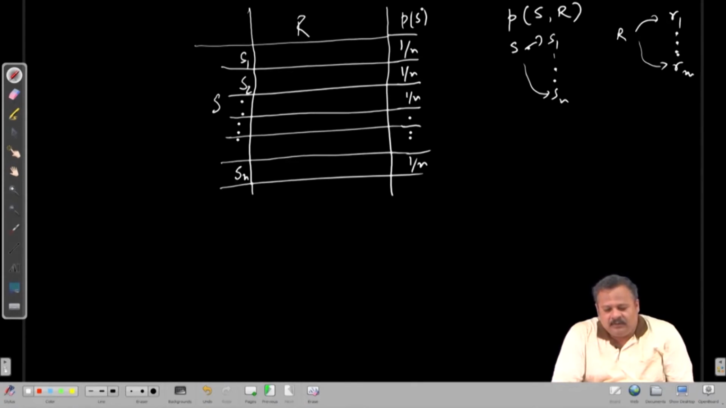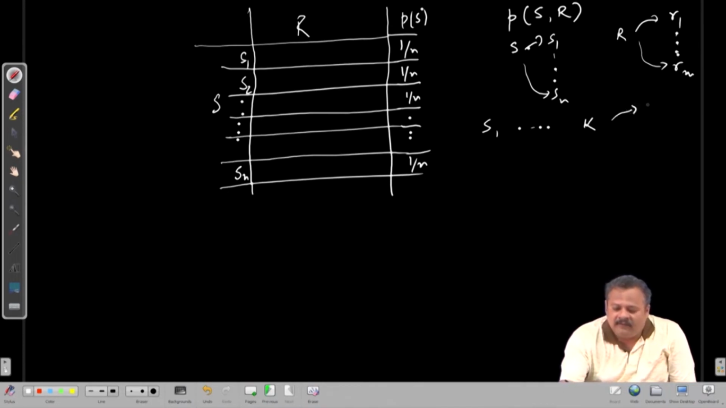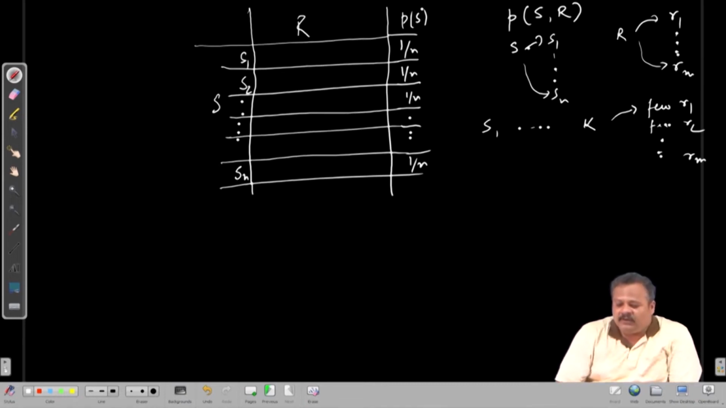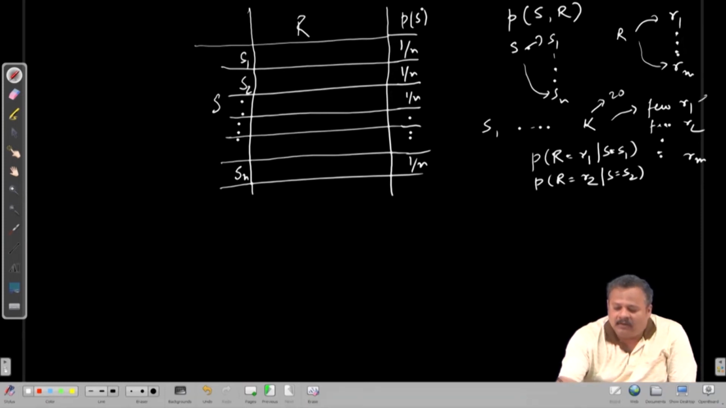Now, in the experiment, what are we doing? We present the stimulus S1, let us say capital K times, and in each of those K times we observe a few times R1, a few times R2, and so on up to Rm. Based on these values, we get an estimate of the probability of response R equals R1 given S equals S1, probability of R equals R2 given S equals S1, and so on. Let us say our K is 20 and the number of times we observe R1 for stimulus 1 is 2, then this turns out to be 1 by 10. And let us say we observe R2 0 times, so this becomes 0.